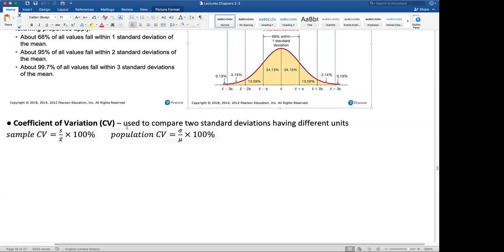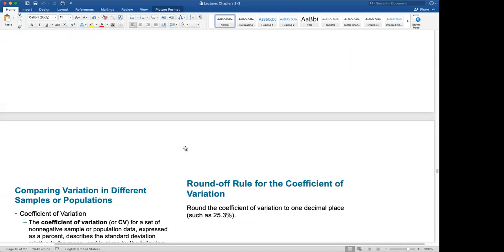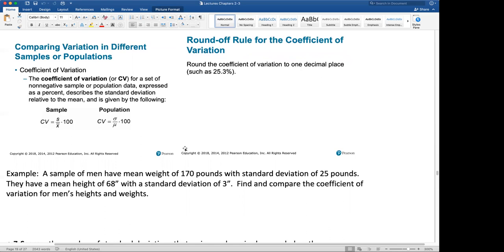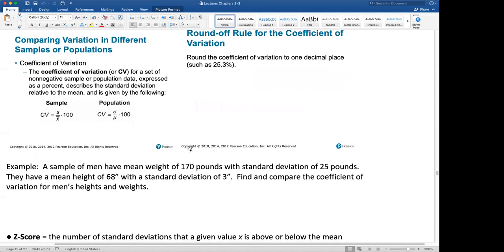And the population CV is similar: sigma over mu, which is the population standard deviation divided by the population mean, times 100%. So this CV describes the standard deviation relative to the mean. Now let's see an example. A sample of men have a mean weight of 170 pounds with a standard deviation of 25 pounds. So 170 is the sample mean, and 25 pounds is the sample standard deviation of the sample data set.